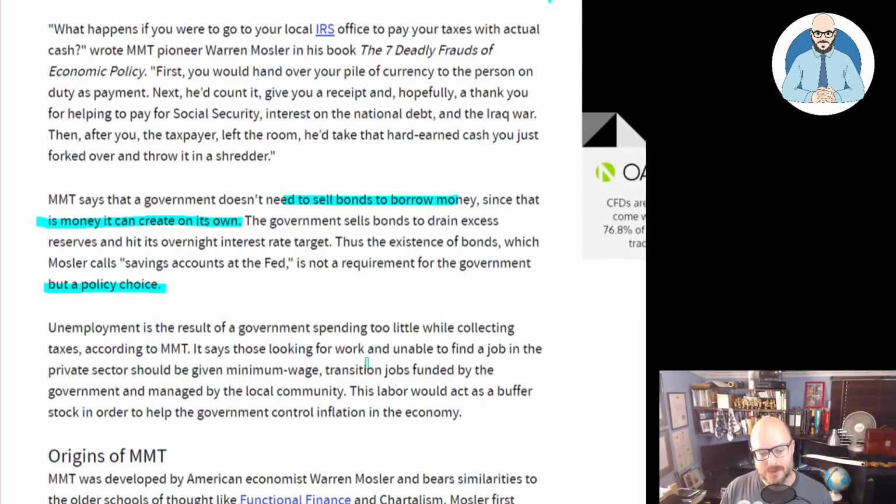Unemployment is the result of a government spending too little while collecting taxes, according to MMT. It said those looking for work and unable to find a job in the private sector should be given minimum wage, transition jobs funded by the government and managed by the local community. This labour would act as a buffer stock in order to help the government control inflation in the economy.